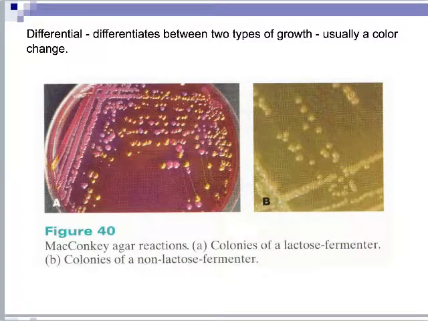Okay, here's a picture. Colonies of a lactose fermenter are in A, they're yellow. Oh, they're red, sorry, I said yellow. They should be red. And the ones that can't digest lactose are going to stay yellow. They're going to stay normal.